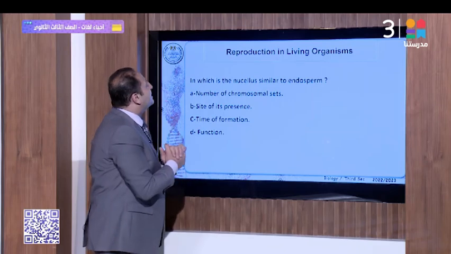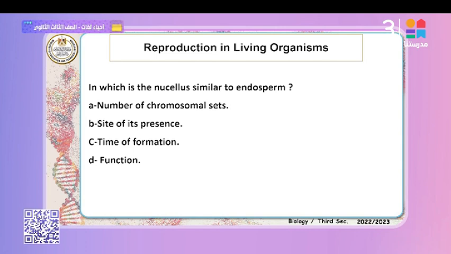Which is a nucleus similar to the endosperm? The nucleus inside the ovules is called the spore mother cell, which divides meiotically, forming 4 cells. 3 degenerate and 1 remains, forming the embryonic sac. The embryonic sac is lined with the nucellus. The nucellus plays an important role in nourishment inside the ovules. So both the nucellus and the endosperm play an important role in nutrition. So it's the same function. The best answer is the same functions.